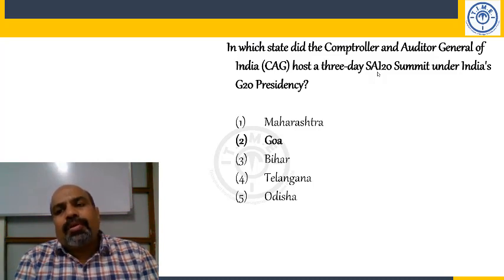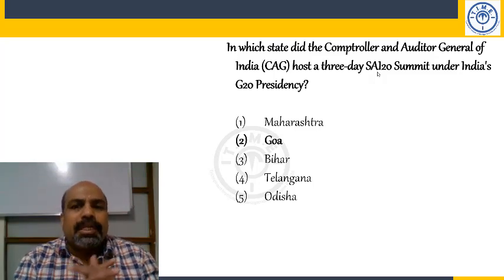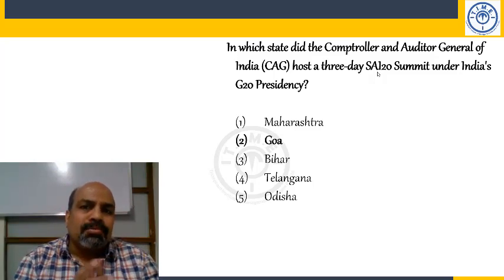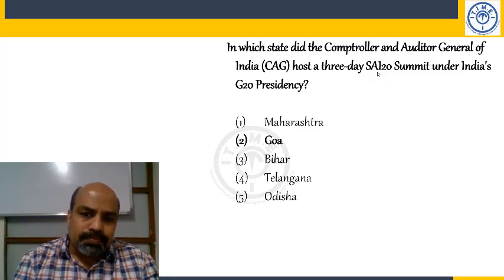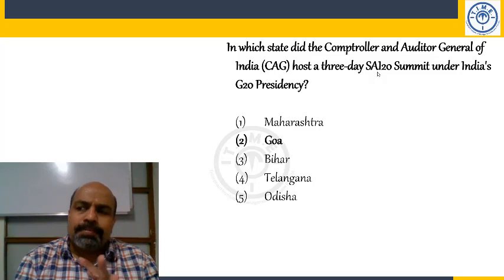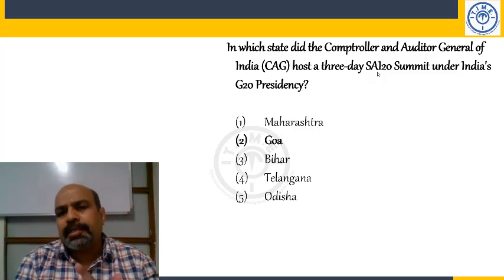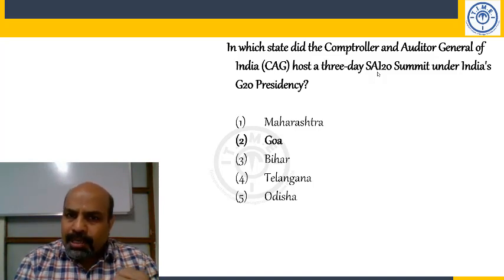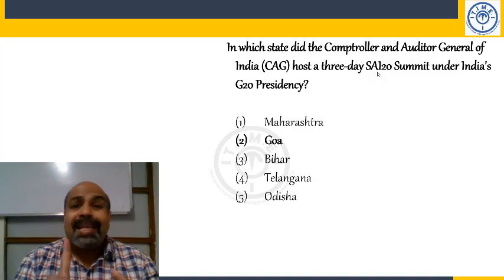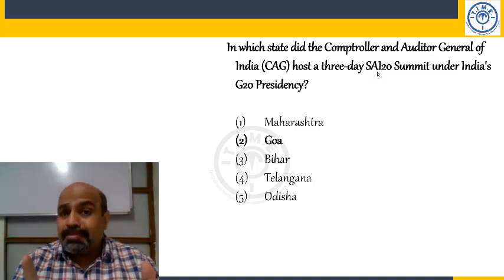India's Comptroller and Auditor General is Girish Chandra Murmu, M-U-R-M-U. You also need to appreciate that the CAG is the highest audit officer of the Government of India. He audits all government ministries, all government departments, all public sector units, and if necessary, private sector companies.